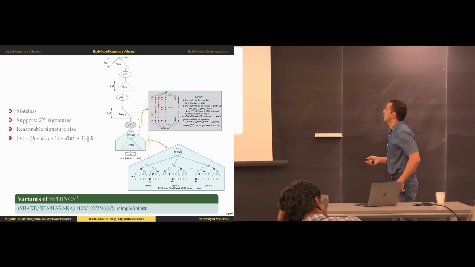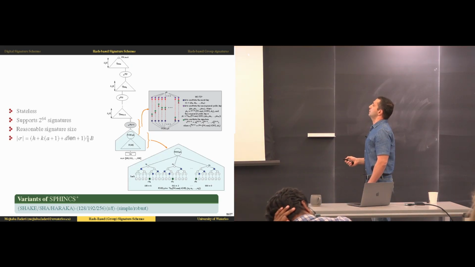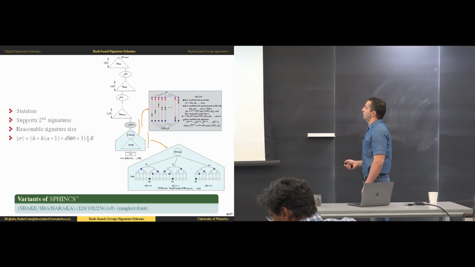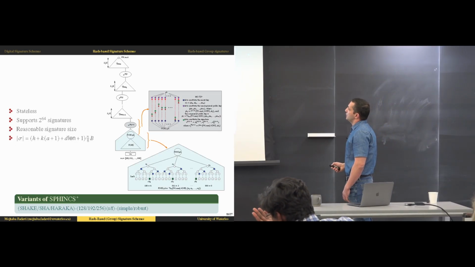So the structure of SPHINCS+ is like that, as you see. It is stateless. The signer doesn't need to track the leaf nodes. He selects leaf nodes randomly based on the message and the random values. And the scheme supports 2^64 signatures. Its signature size is as you see. We know all the parameters. H is the height of the scheme.